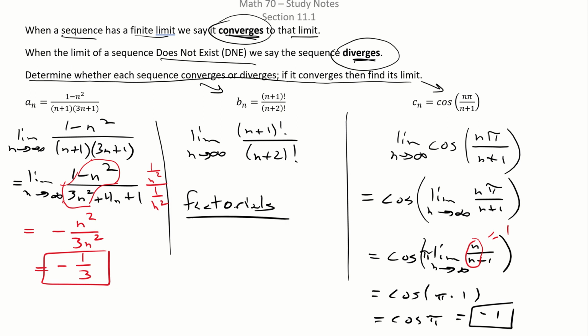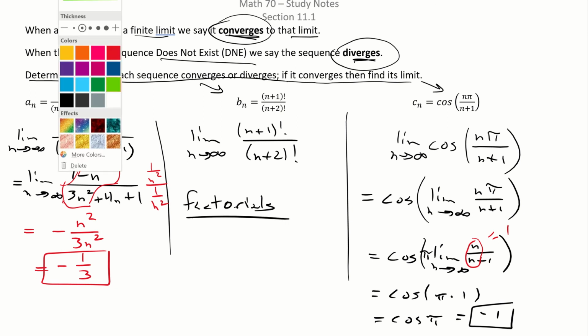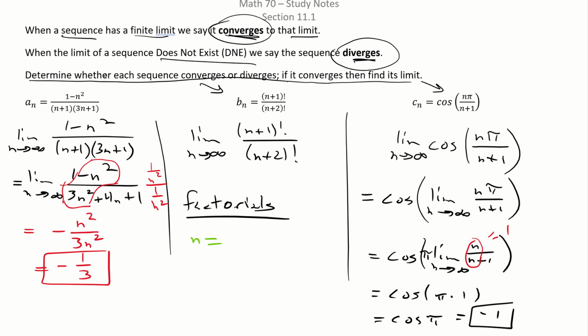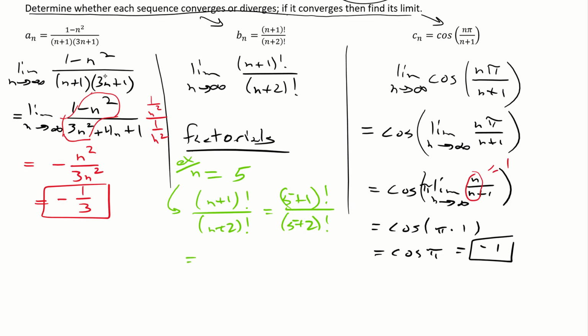I'm going to explain it this way. What if n, for example, is equal to 5? Then n plus 1 factorial all over n plus 2 factorial is 5 plus 1 factorial all over 5 plus 2 factorial. So that's the same thing as 6 factorial all over 7 factorial.